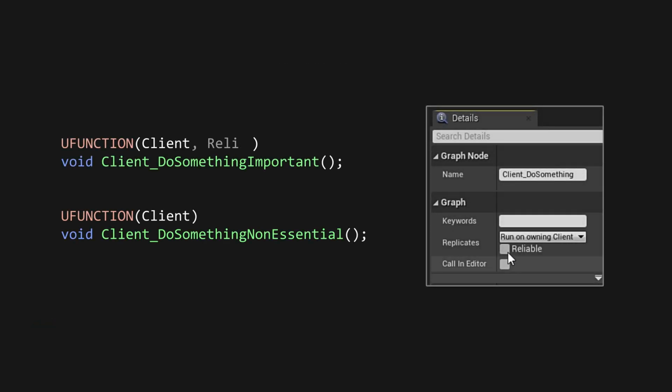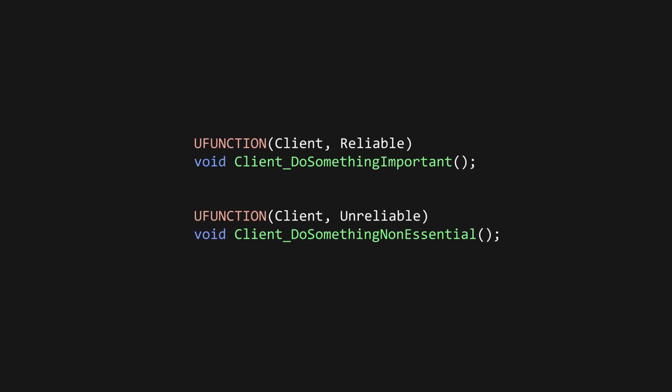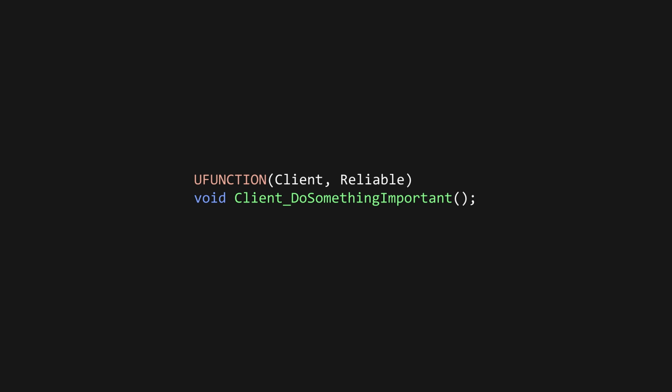RPCs can be declared Reliable or Unreliable. Unreliable RPCs can be dropped if bandwidth is saturated and they're not guaranteed to arrive, and therefore they're not guaranteed to arrive in any order either. Reliable RPCs are guaranteed to arrive, and within a single actor, Reliable RPCs are guaranteed to arrive in the order in which they were called. This reliability is necessary if your function call is critical to gameplay, but if overused it can exacerbate bandwidth saturation and it can lead to bottlenecks in the event of packet loss.